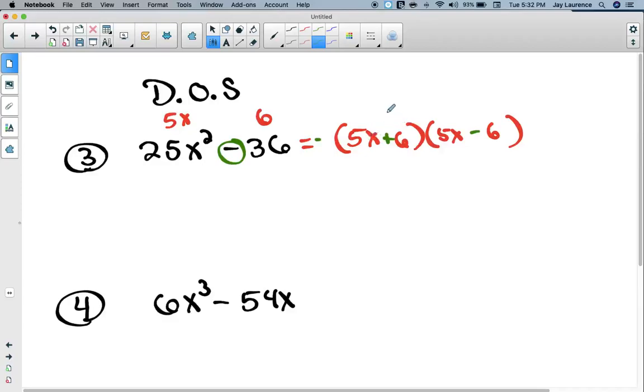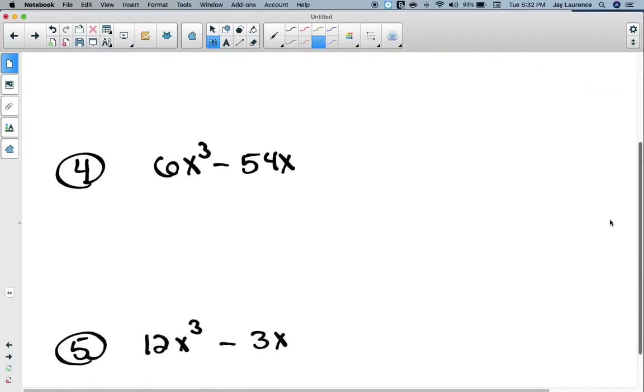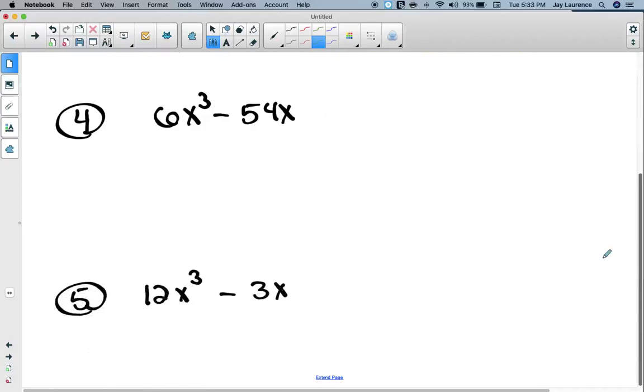All right, so I want you to try number 4. But remember, the first type of factoring you should always try, and 5, is GCF, okay? Pause the video, try 4, see if you get it right. All right, here comes my solution for 4.